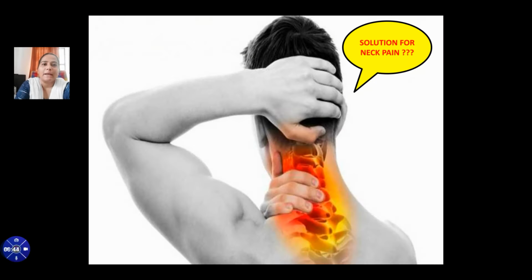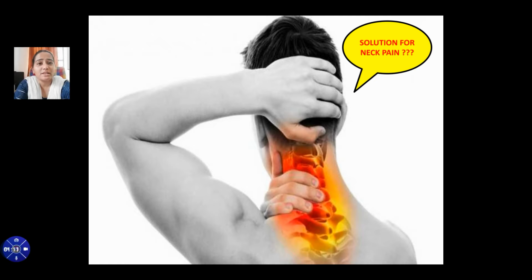Many of us will experience neck pain. Neck pain is very common. In OPD we can see many patients who are having neck pain. So what is the solution for neck pain? There are many types of physiotherapy treatment available. We can give traction, exercises, modalities, and many other things to provide pain relief for the patient with neck pain.